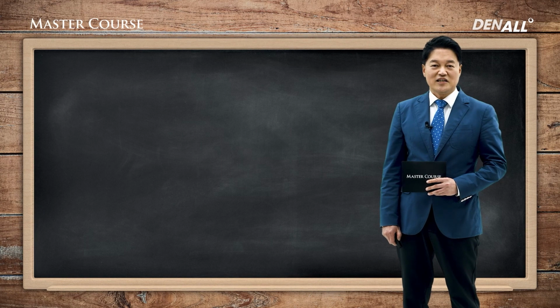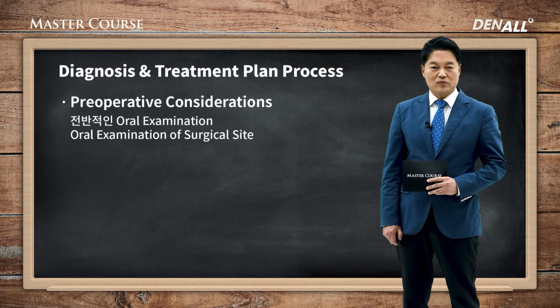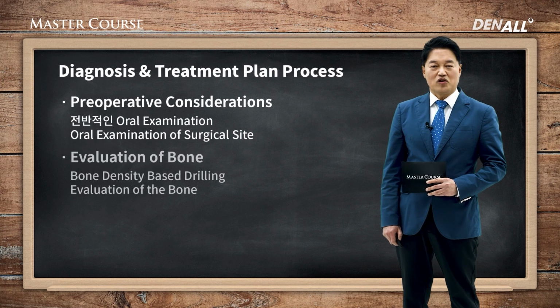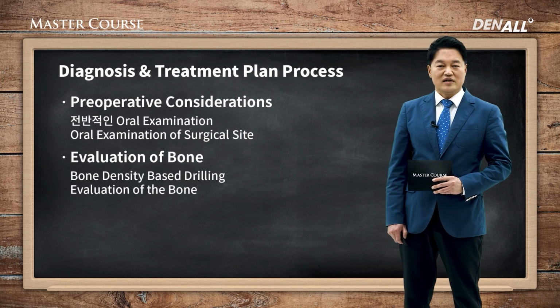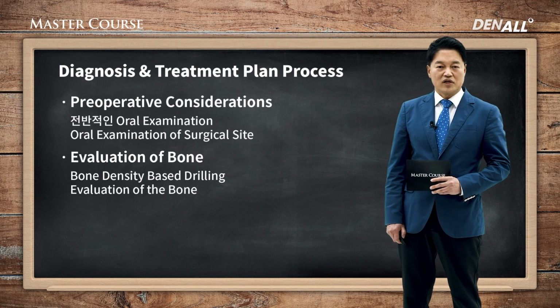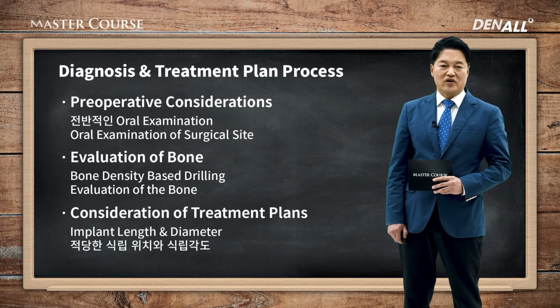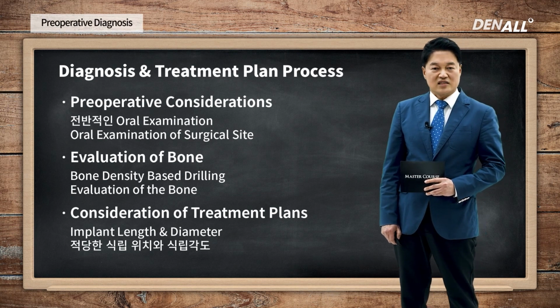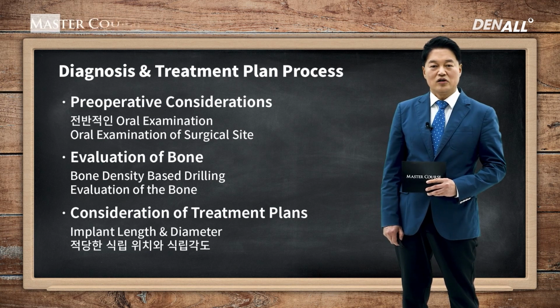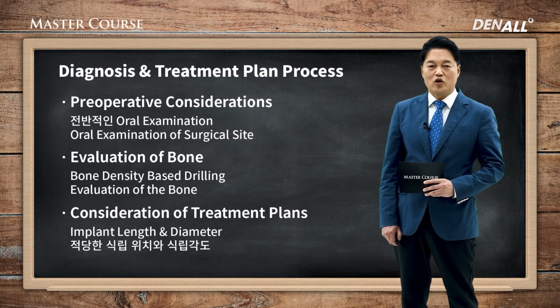Up until now, I talked about the diagnosis and treatment planning process. In the oral examination, you take a clinical image, and for accurate bone evaluation, you take x-rays, and based on the gathered information in the surgical area, you choose the implant length and diameter. And that is necessary. Also, appropriate placement, position, and angle need to be chosen for optimum outcome.